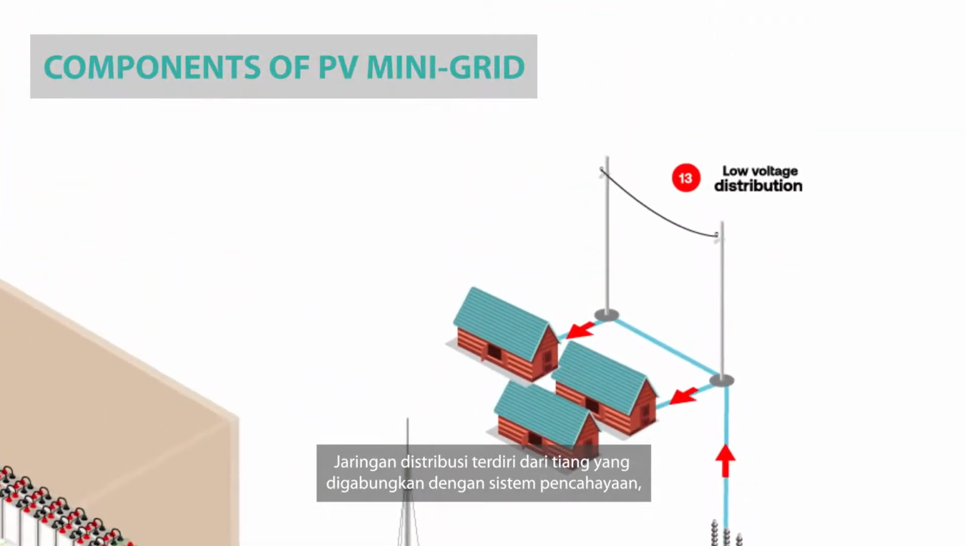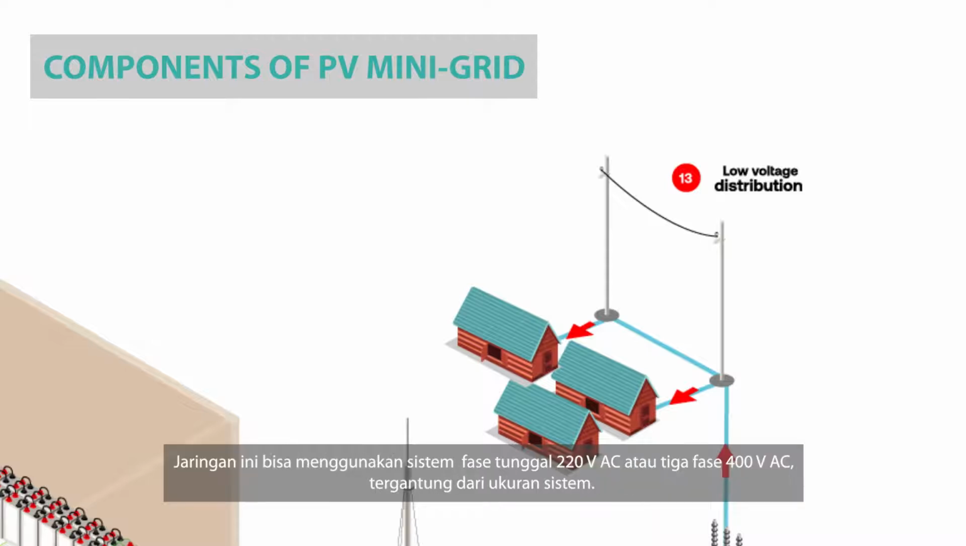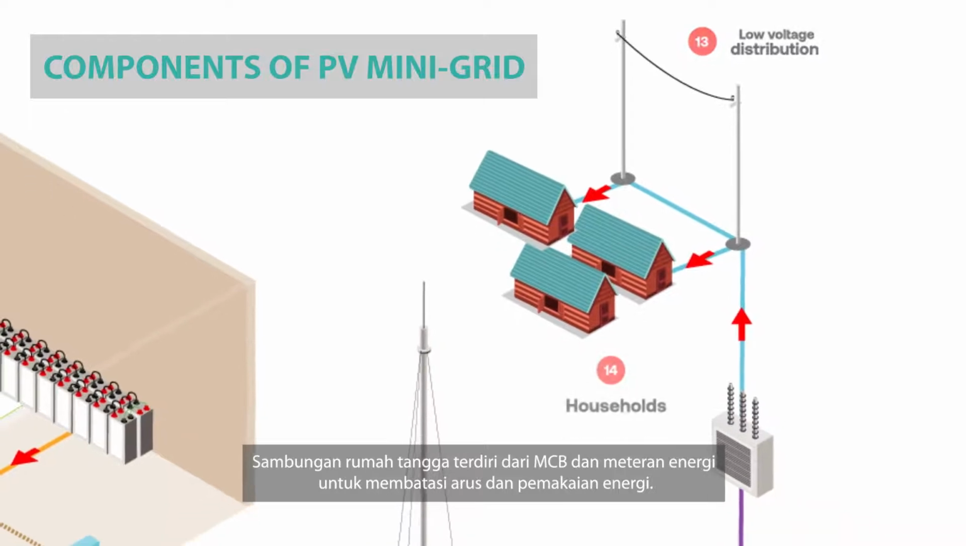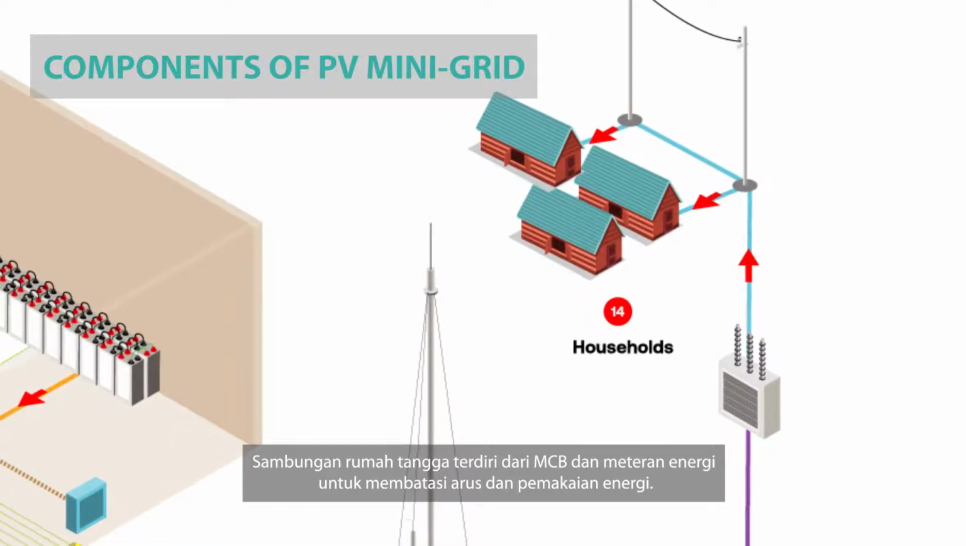Distribution line and street lighting consists of posts that are combined with lighting system as the structure to connect cables from AC distribution panel to household. This can either be a single-phase system that is 220 volts AC or three-phase system that is 400 volts AC, depending on the size of the system. Household connection consists of MCBs and energy meters to limit current and energy usage respectively.